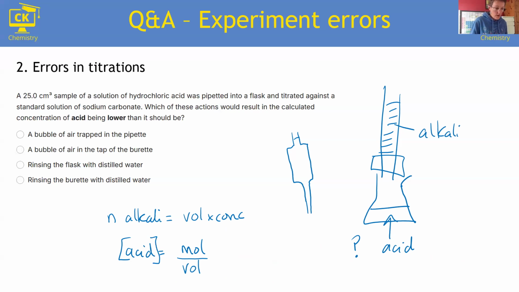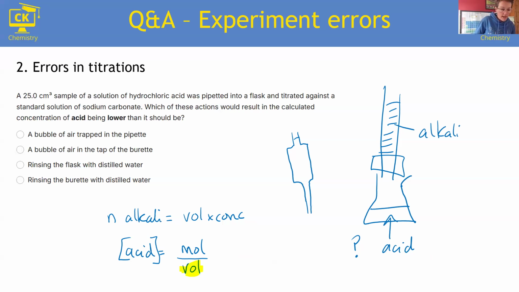So, a bubble in the pipette, that means that this volume down here is too low, the volume of the acid. I thought I made 25. You look at the line on the pipette. If you're not looking at the bottom and there's a bubble in there, you haven't really got 25. So I'm actually putting in 25, but I've actually got less acid in there than I should have.